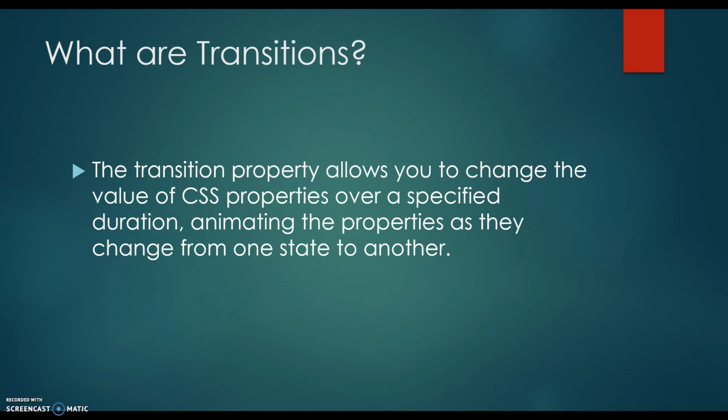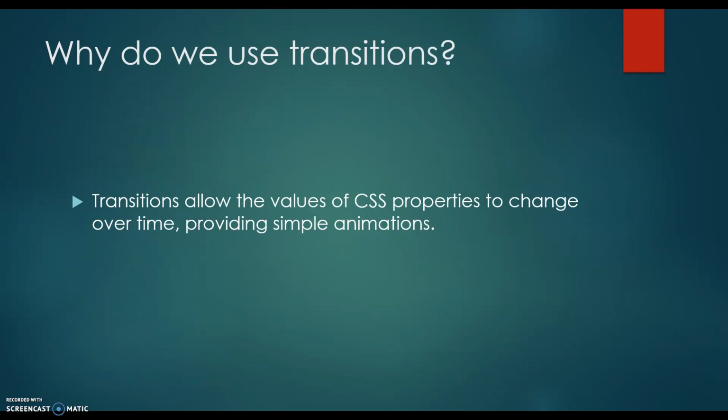The first thing I'd like to discuss is what are transitions? Transitions are a property that we have available to us with CSS, and the transition property allows you to change the value of different CSS properties over a specified duration, animating the properties as they change from one state to another. So, how do we use transitions? Transitions allow the values of CSS properties to change over time, and they provide us with simple animations.